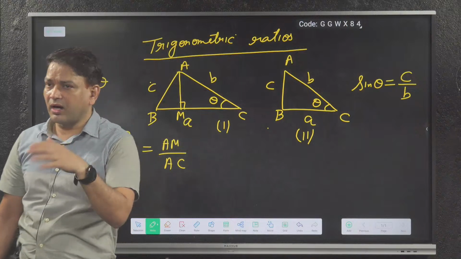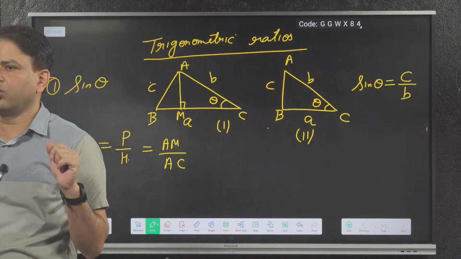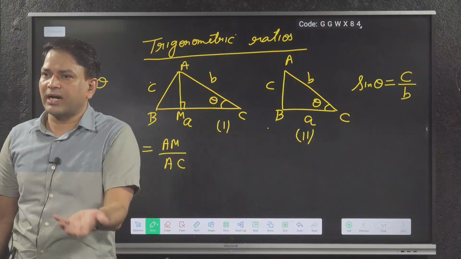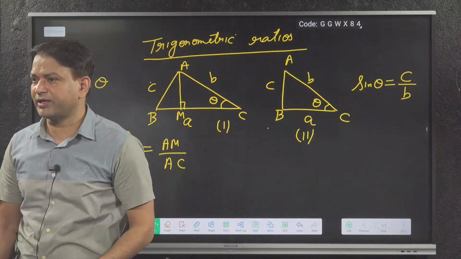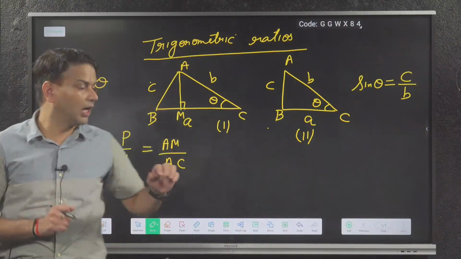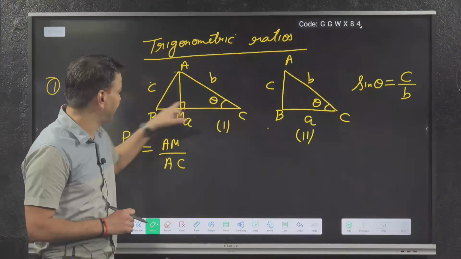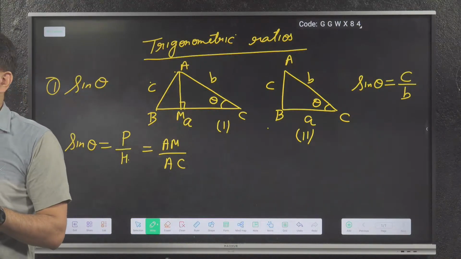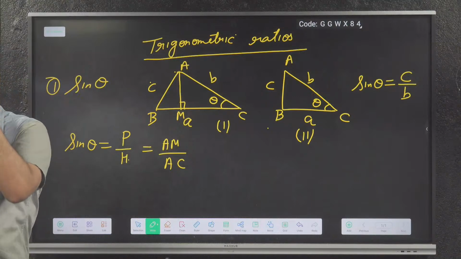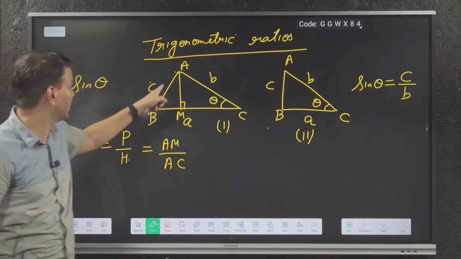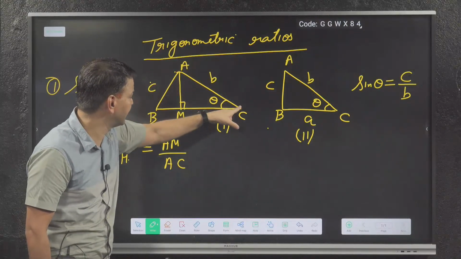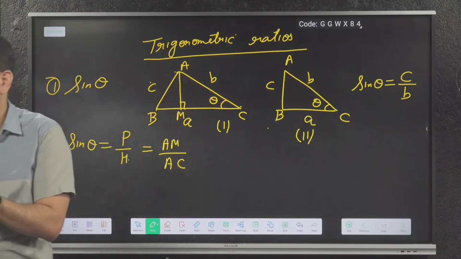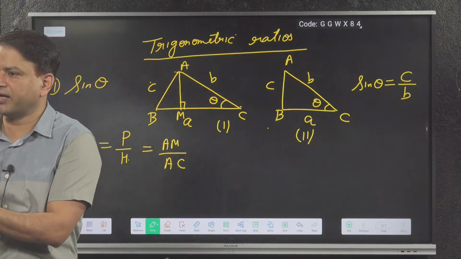First one, it is not a right angle triangle, so directly I cannot find the sine theta. Why? Because it is not a right angle triangle, so hypotenuse is not defined here. So what I did: now if I see the triangle ACB, the bigger, original triangle, in that angle C is the theta. And if I make the perpendicular from A, then you can see the triangle ACM is the right angle triangle, but angle C is the theta here. Angle C is the theta.